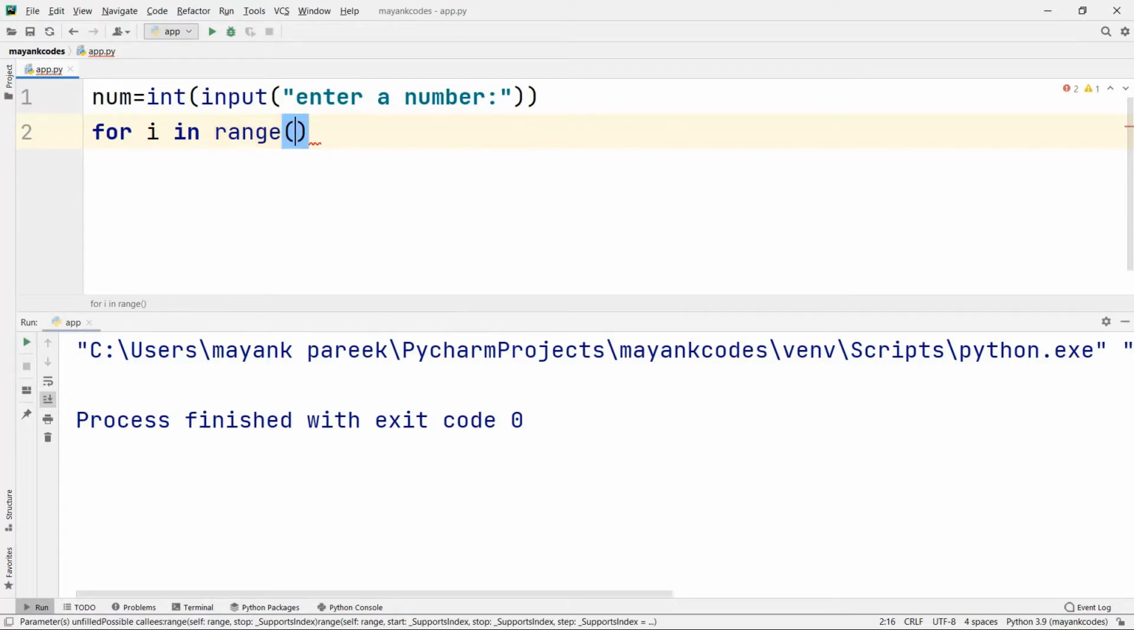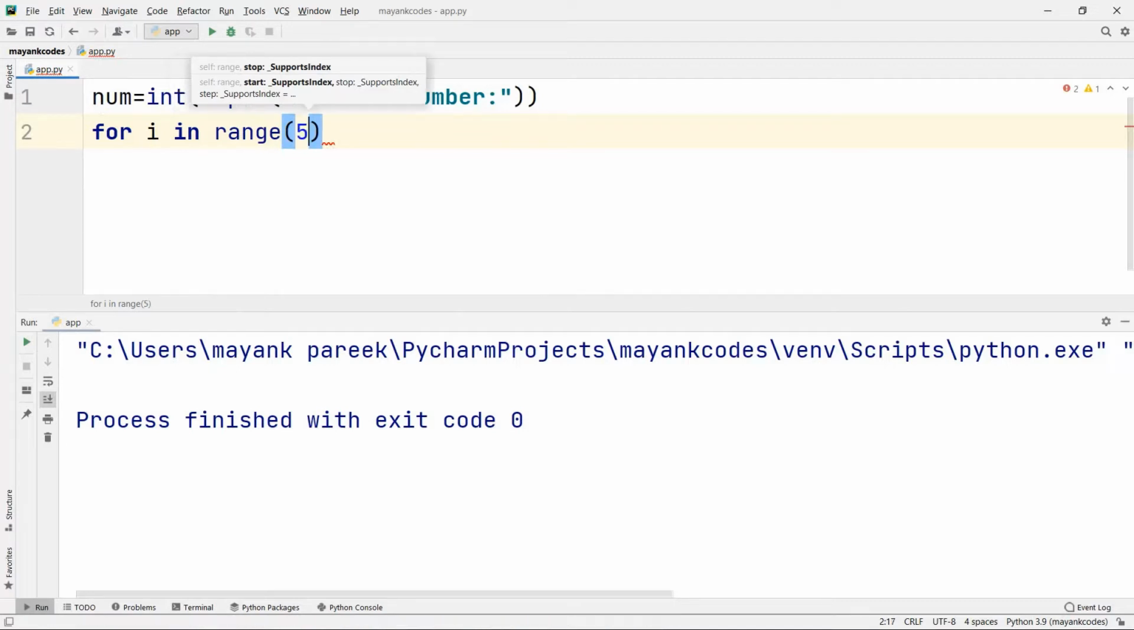Here I have i in range, and this is the main topic. What range will you take? We all know that if I take range as 5, then things will go from 0 to 4, not 5. 5 is excluded. Keep this in your mind, that 5 is excluded. So now let's talk.